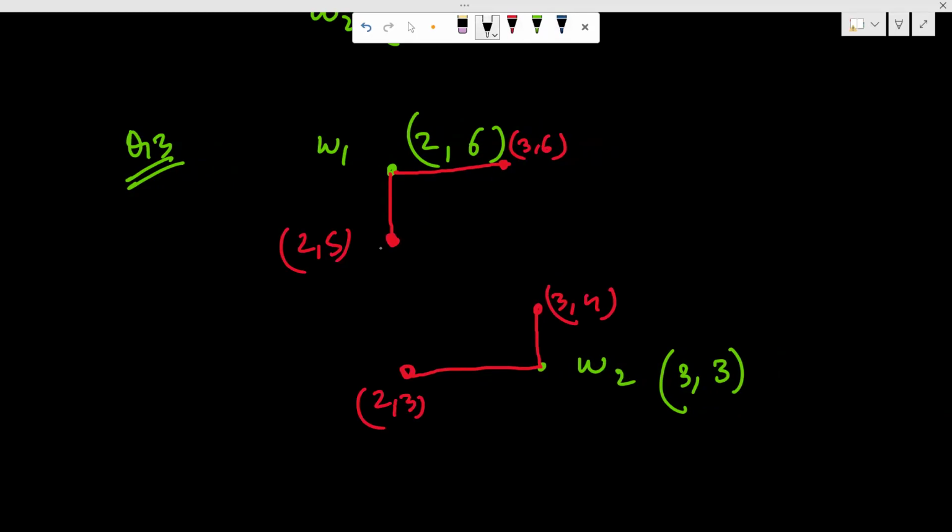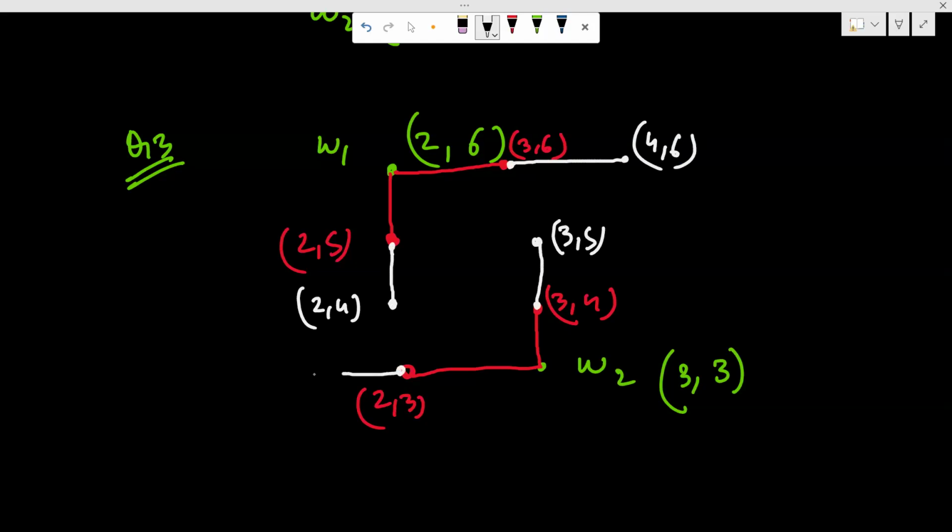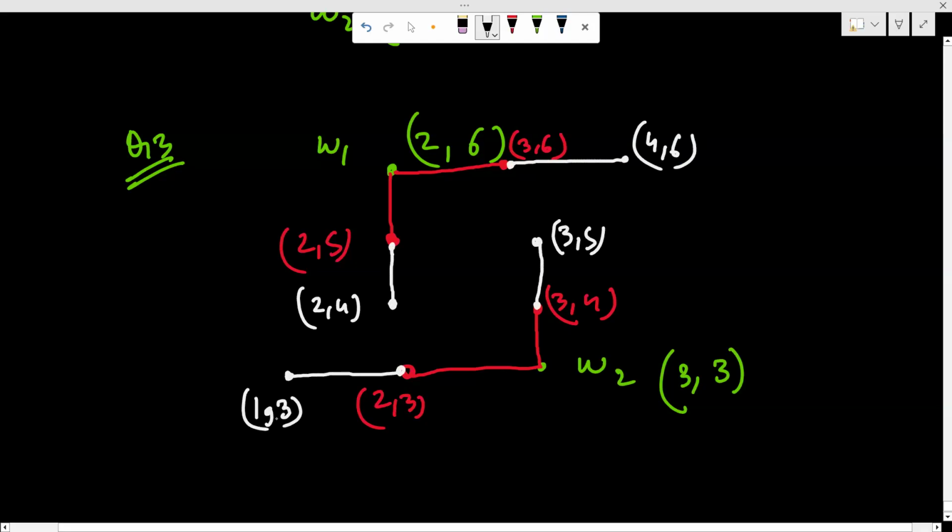Let me use a different color. Okay. So it will extend till here. So this coordinate will be nothing but 2, 4. This will extend till here. So this coordinate will be nothing but 3, 5. This will extend till here. So this coordinate will be nothing but 4, 6. And this will extend over here. So this coordinate will be nothing but 1, 3. So are they intersecting till now? Are they intersecting?